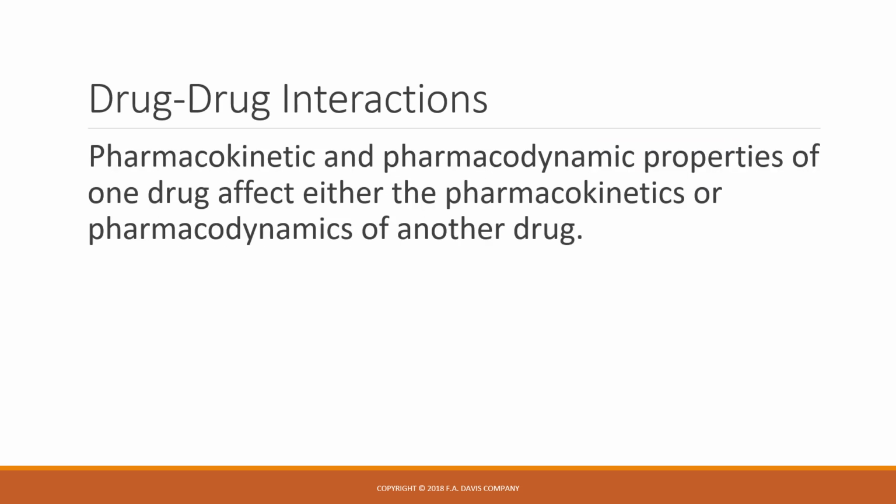When it comes to drug-drug interactions, pharmacokinetic and pharmacodynamic properties of one drug affect either the pharmacokinetics or pharmacodynamics of another drug, so they interact with each other. Pharmacokinetics is the process of drug movement to achieve drug action. Think about this as what the body does to the drug, versus pharmacodynamics, which is how the drug affects the body. Think of this as what the drug does to the body.